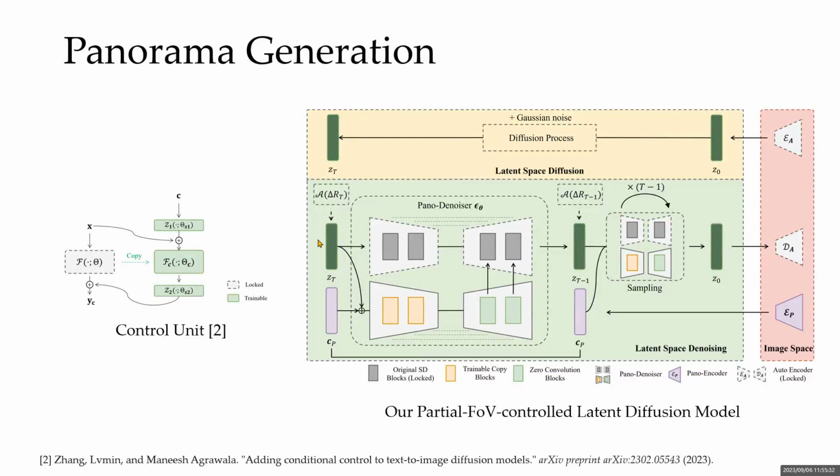And then let's look at our panorama generation in detail. On the left, this is an intuitive explanation of a control unit, which integrates a new control signal into an existing model block. We utilize this unit design in our latent diffusion model and make partial FOV inputs the control signal. The upper part and the lower part are the diffusion process and sampling process of the model, respectively.